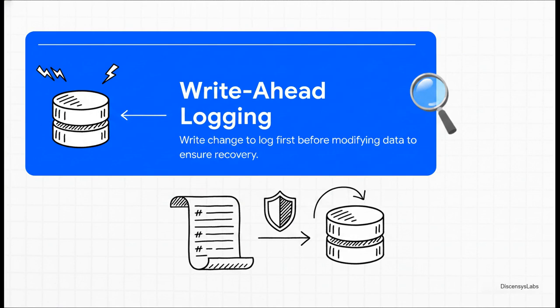The answer is a piece of absolute magic called write-ahead logging, or WAL. Before a database ever touches the actual data tables on the disk, it writes a record of the change to an append-only log file first. It literally writes ahead. If the database crashes a millisecond later, no problem. The system simply reboots, reads that log, and reapplies any missing changes. That log is your ultimate safety net.